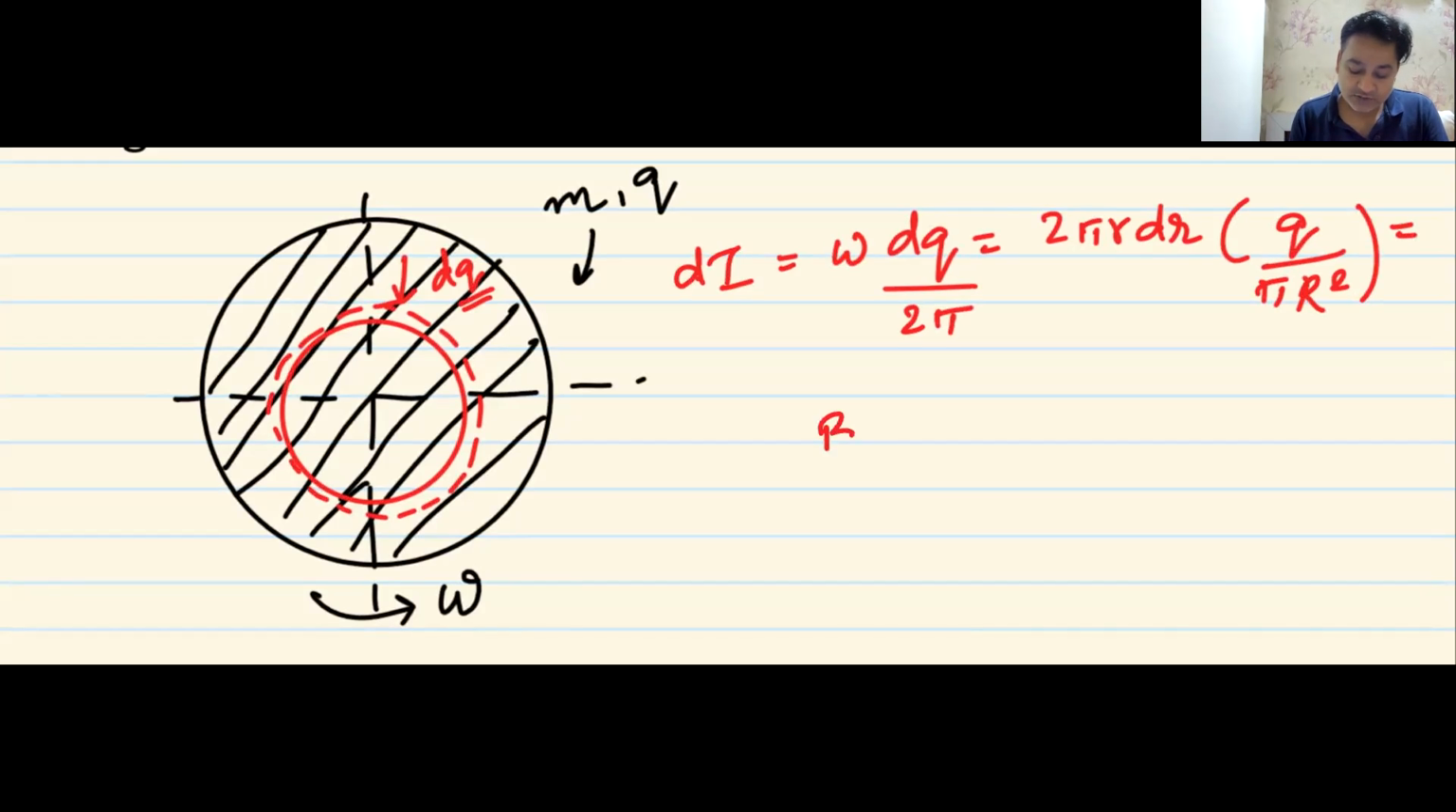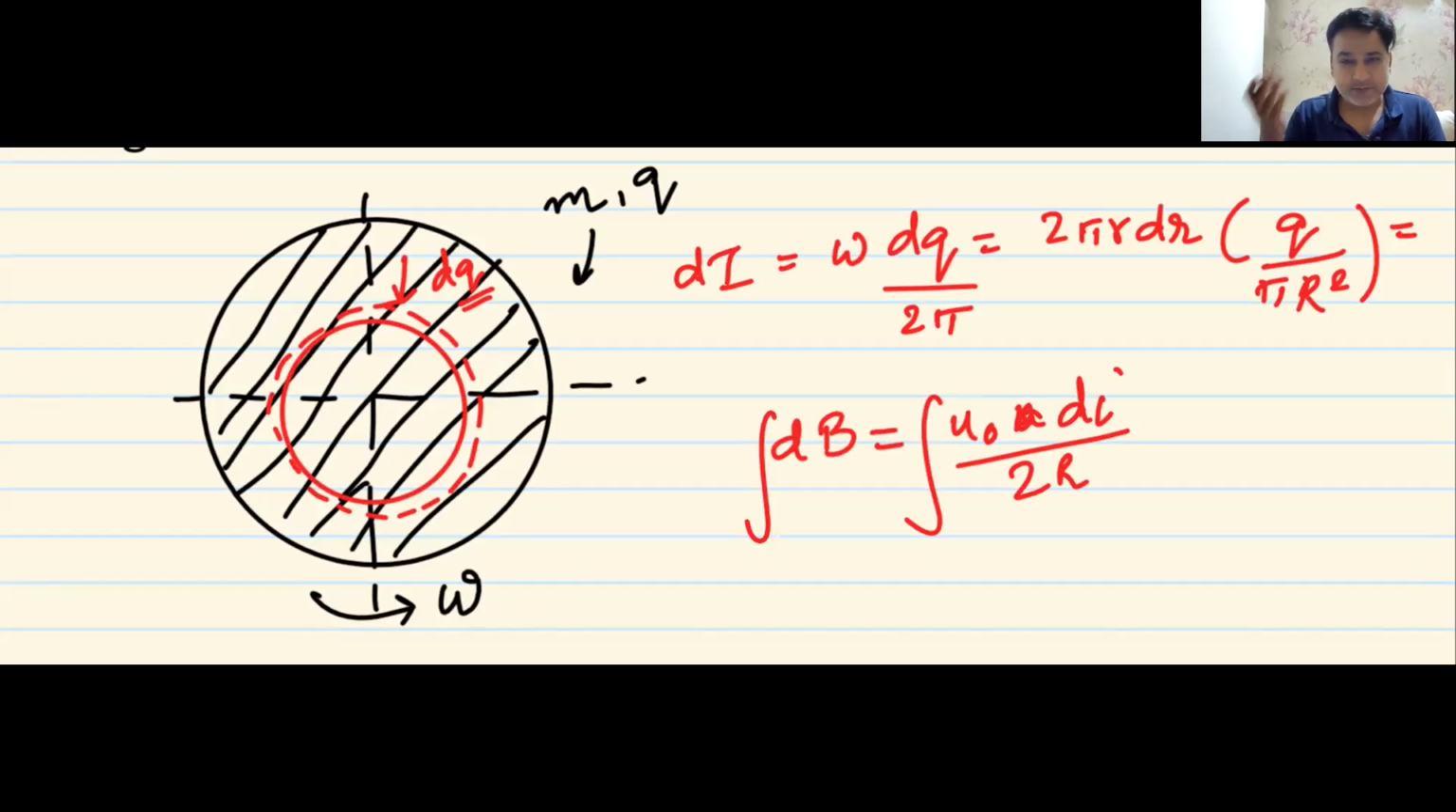Now, with this di, you can calculate the small magnetic field dB. That will be equal to mu naught di by 2r. Yes or no? And then you integrate because all these fields will be in the same direction. You integrate it from 0 to capital R and you will get the magnetic field at the center of the disk. Yes or no? Is it the same thing? So once you have this concept, you can solve all these questions.